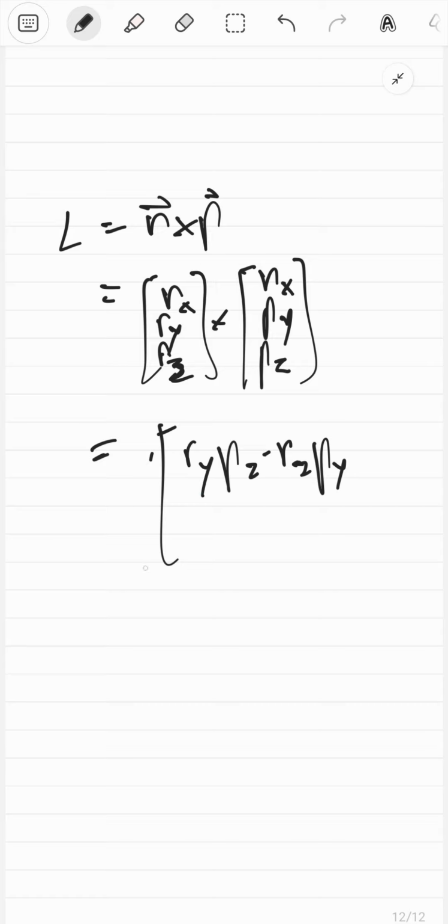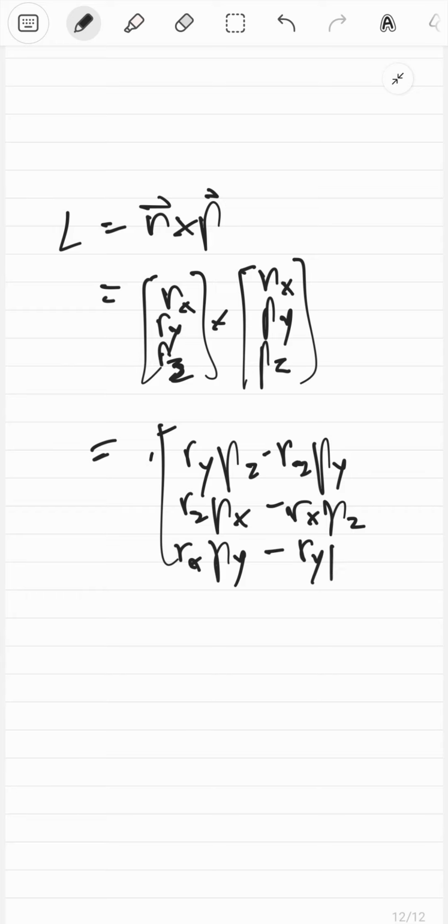and rz px minus pz rx or something. I should be writing x pz because it's important what order you have. And for the z component, you have rx py minus ry px or something like that. I mean, it is obviously that, come on, cross product. So that's the angular momentum.